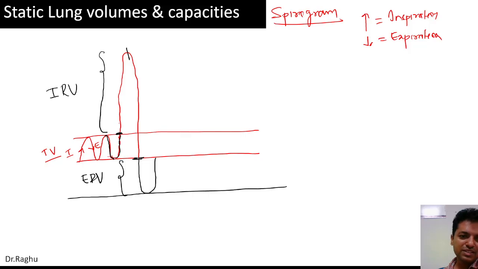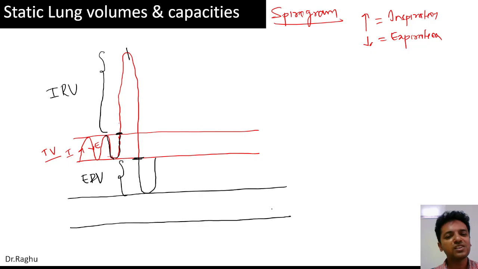And when a person exhales this amount of air out of the lung, this is the extra amount of air which the person is exhaling with maximum expiratory effort. Even after exhaling that much amount of air, still a little bit of air will be left out in the lungs. So the lungs are not completely empty. This amount of air which is left out in the lung after a maximum expiration is what is called as residual volume. So here we have four volumes.